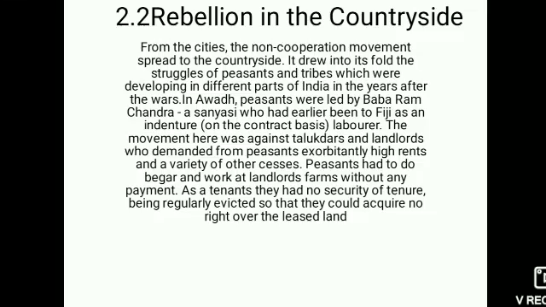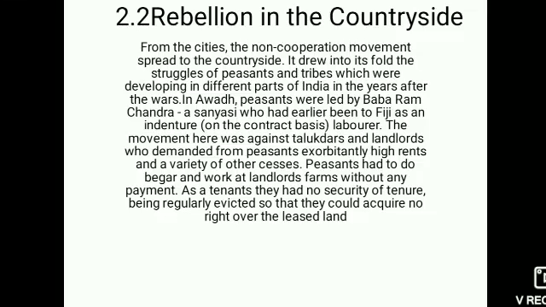In Awadh, peasants were led by Baba Ramchandra, a sannyasi who had earlier been to Fiji as an indentured labourer. Indenture means a labourer on a contract basis. The movement here was against talukdars and landlords who demanded exorbitantly high rents from peasants. Exorbitantly means unlimited, and there were a variety of other issues.